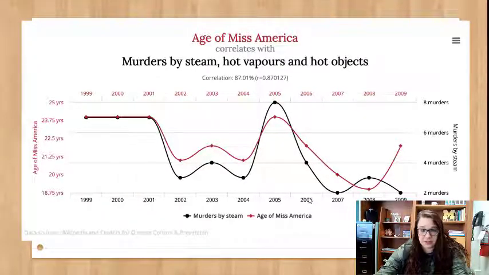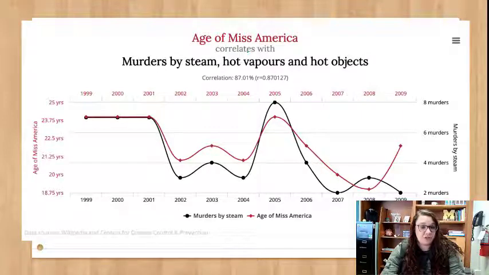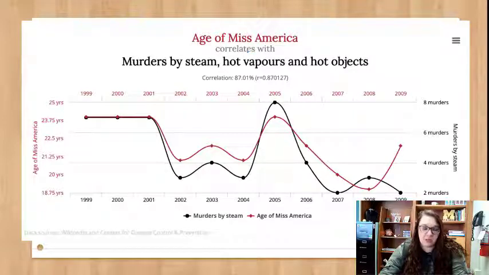So the issue is sometimes we notice that if something correlates, meaning matches, then maybe they affect each other. The thing is, these things don't. Age of Miss America and murders by steam, hot vapors, and hot objects definitely have nothing to do with each other. They just happen to coincidentally be similar. So these are not causations of each other, they just happen to correlate.